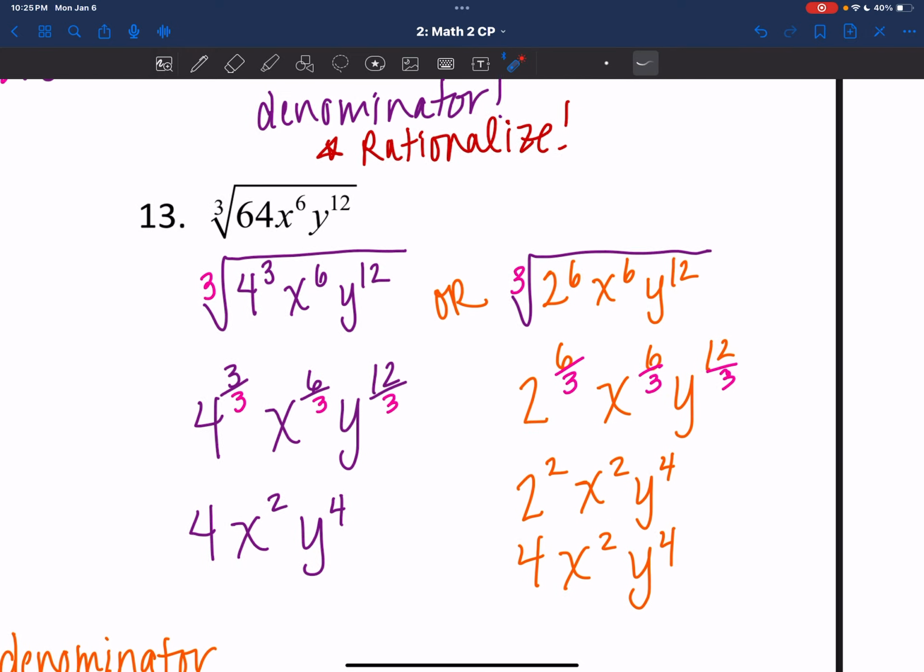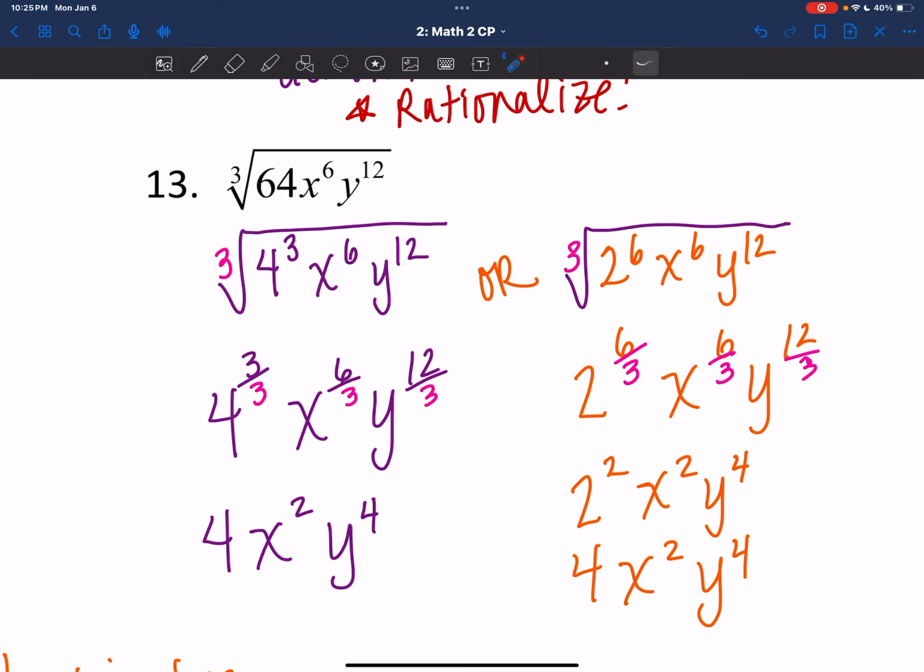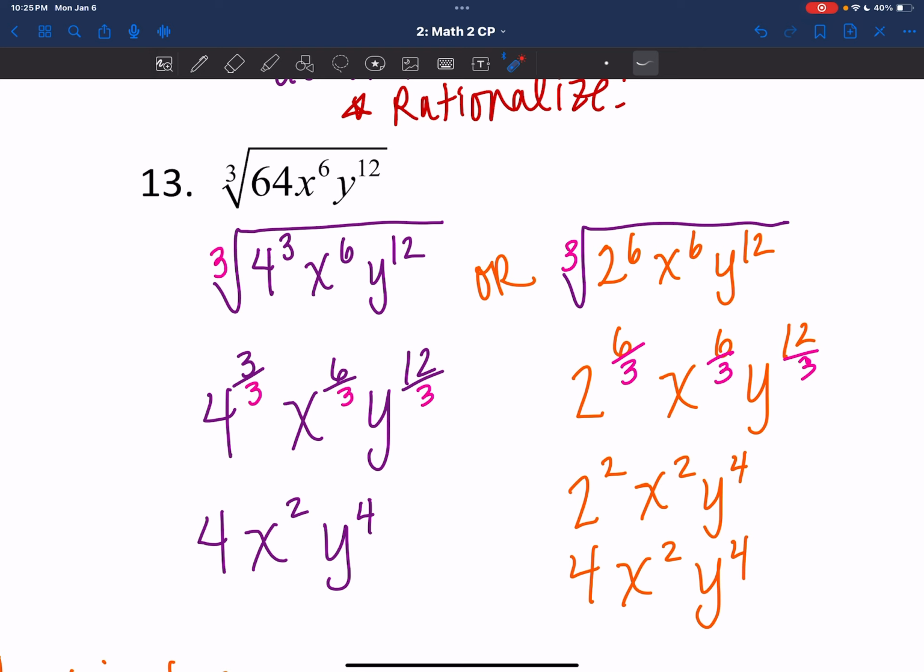All right, now this one, there's a couple different ways you can do it. So remember, there's different ways to simplify. As long as your final answer is the same, then you're good. So you could take 64 and make it 4 root 3, which works because you get 3/3, which makes 1. And then you would get 6/3, which makes 2. And you get 12/3, which makes 4. And then this is your answer.